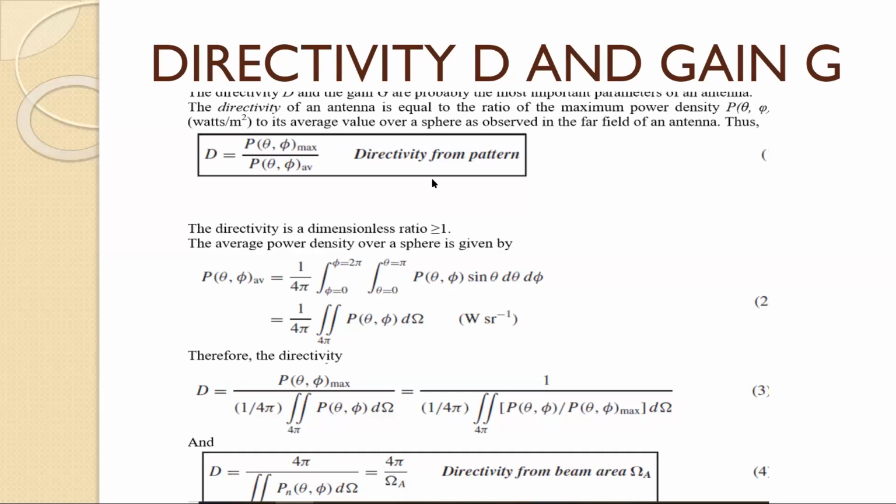The key point is that directivity is a dimensionless quantity, simply a number such as 1, 2, 3, etc. In practical antenna designing, directivity is the evaluation parameter to know the effectiveness of the antenna design. Directivity is a dimensionless quantity and is always either equal to 1 or greater than 1.